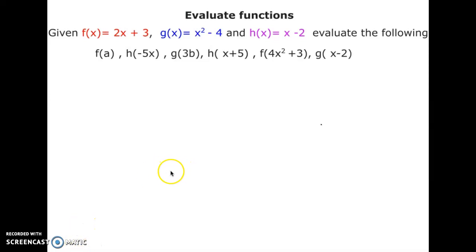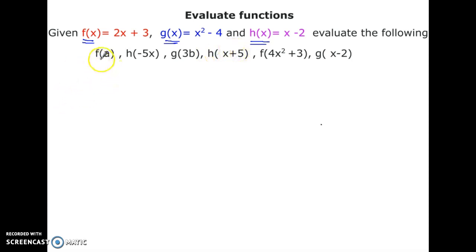How do we evaluate functions? Here in this problem, we are given three functions. We are given the function rule f, we are given the function rule g, and we are given the function rule h. And we have to evaluate the following functions for this given information.